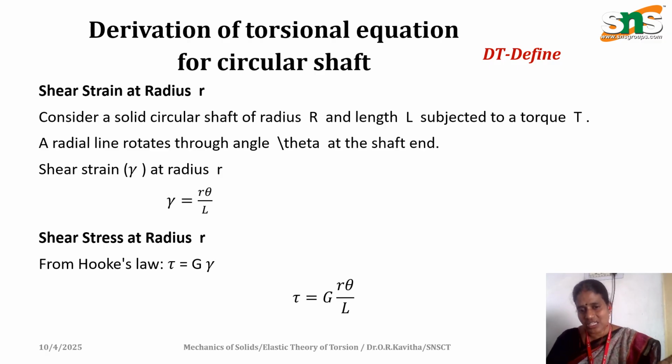The shear stress you can derive from Hooke's law. So you know that from Hooke's law, we can get tau equal to G into gamma. Here you already know that gamma is r theta by L. Therefore, from this we can get the shear stress, that is tau equal to G r theta divided by L.